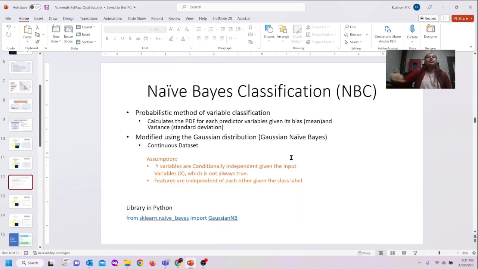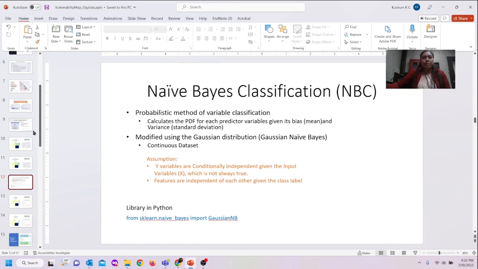The next method used is the naive Bayes classification method. It's a probabilistic method. The main assumption of naive Bayes classification is that the y variable is conditionally dependent on the input variables, which is not always true. The other naive assumption it makes is that the features are independent of each other given the class levels. That makes it a naive Bayes classification. In Python, there's a library, GaussianNB, from the package scikit-learn naive Bayes.